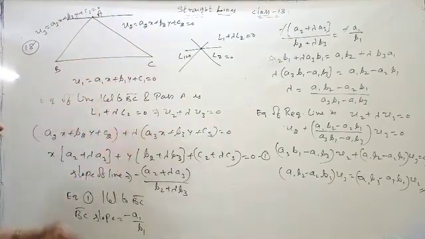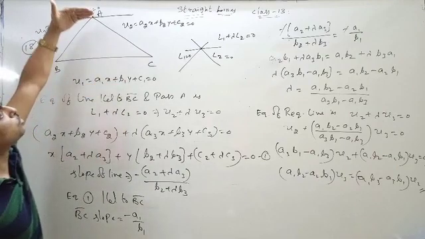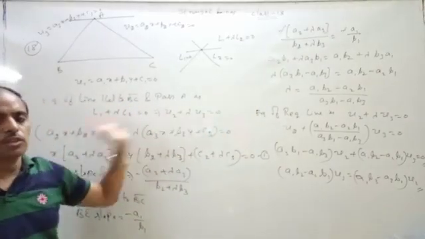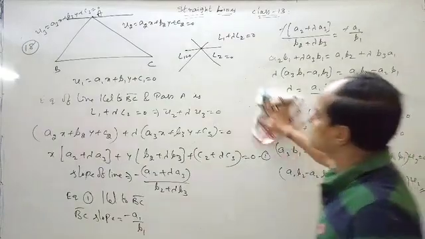How to find the lambda? This line is parallel to this line. So slope of this line is equal to slope of this line. Then you will get the value of lambda. You substitute lambda in this equation, you will get the answer like this. Okay? Now, next question.